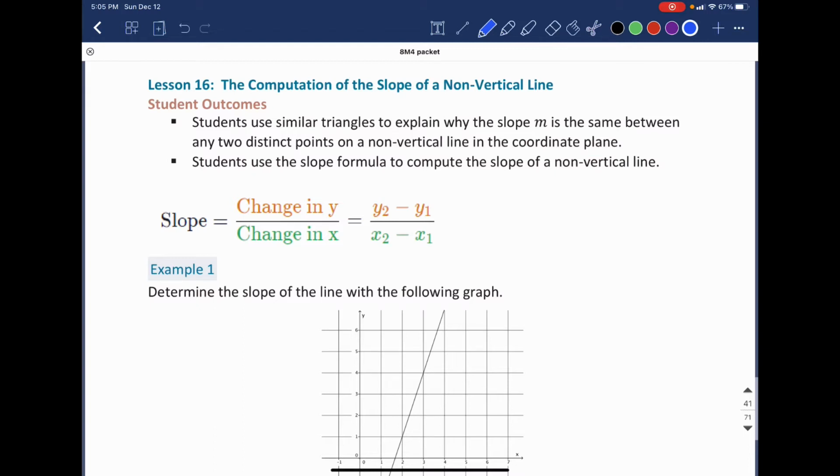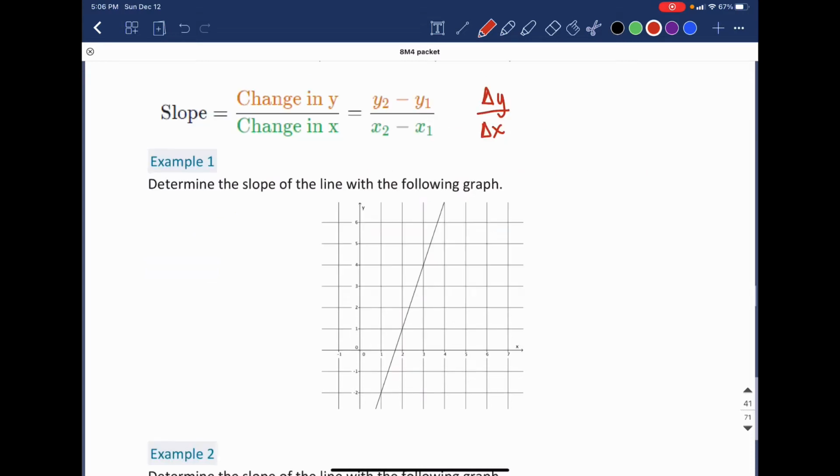Students use the slope formula to compute the slope of a non-vertical line. So the slope formula is the change in y divided by the change in x. And when you change things, what's the difference between them? So you're subtracting. We'll learn to start writing this as delta y over delta x. Determine the slope of the line with the following graph.